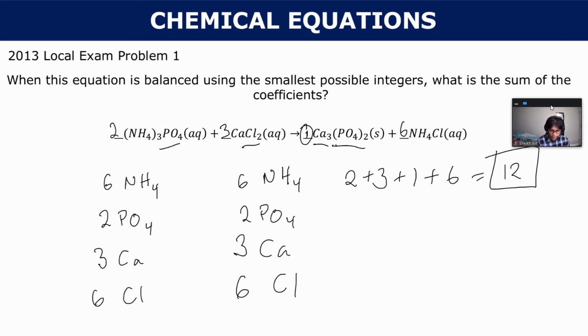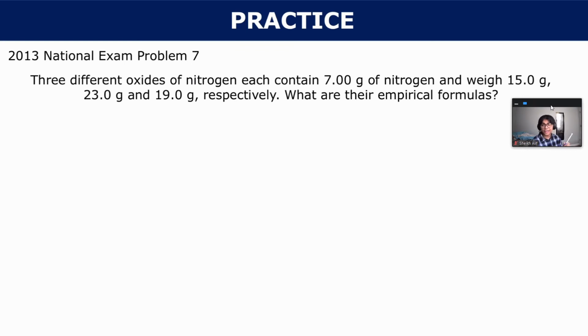Great, let's move on. And this was a national exam problem. 3 different oxides of nitrogen each contain 7 grams of nitrogen and weigh 15 grams, 23 grams, and 19 grams respectively. What are their empirical formulas? Okay, so let's break it down, right, to the 3 different ones. Let's do 15, 23. Actually, let me space them out a bit more. Okay, 23 and 19.